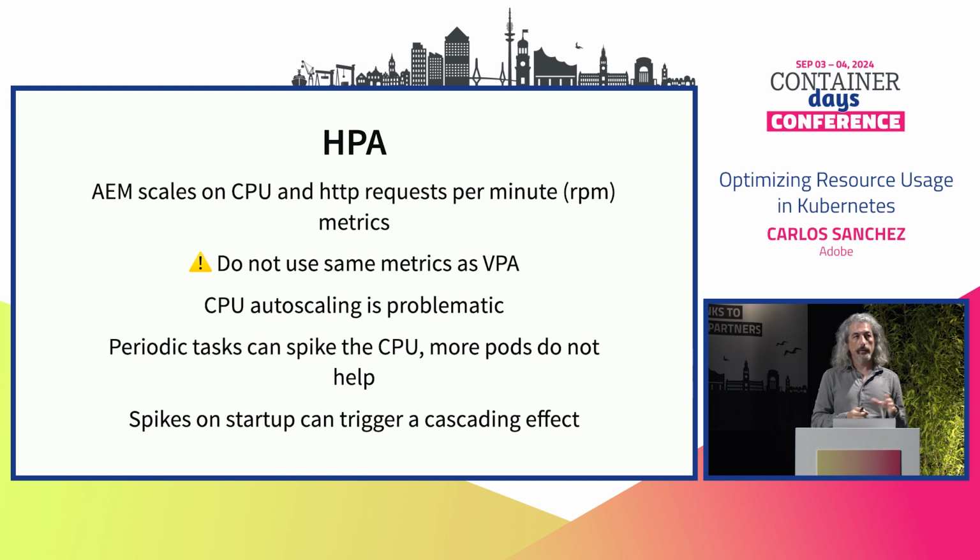CPU autoscaling, in our case, was a bit problematic because if you have some tasks, let's say some background job, that run on each instance, on each pod, adding more pods doesn't help, right? If you start more pods and those pods start doing background tasks, and then you start another pod and it keeps doing that, then you are just scaling forever, and it doesn't solve any problem.